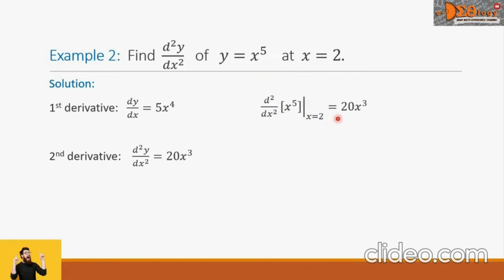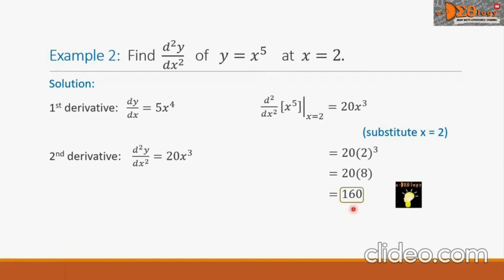So this is equal to the second derivative value, 20x cubed. Now, let us substitute the value of x is equal to 2. So we have 20 times 2 raised to 3. And this 2 cubed will give us 8. And 8 times 20 is 160. This is our final answer.